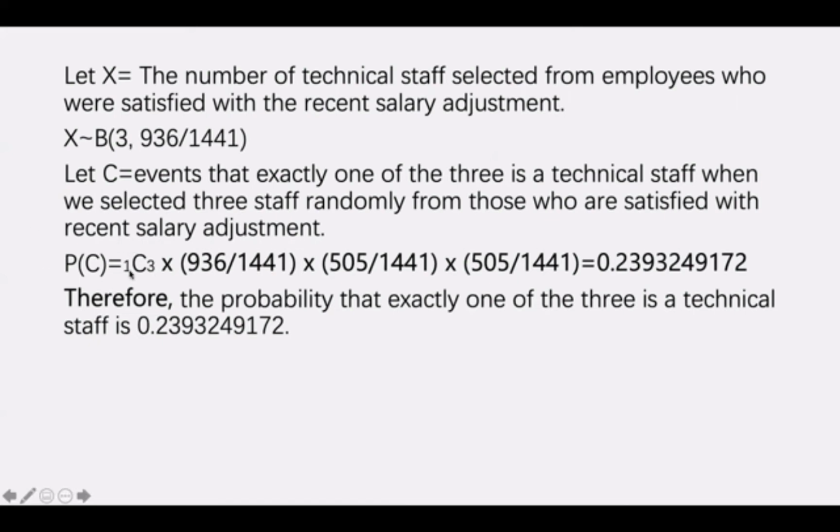The probability of C is equal to 3C1 multiplied by 936 divided by 1441, multiplied by 505 divided by 1441, and multiplied by 505 divided by 1441, and so the probability of C is equal to 0.23932499172. Therefore, the probability that exactly one of the three is a technical staff is 0.23932499172. Next, Hu Ruoxi will explain question B and C. Thank you so much for Niange's sharing.